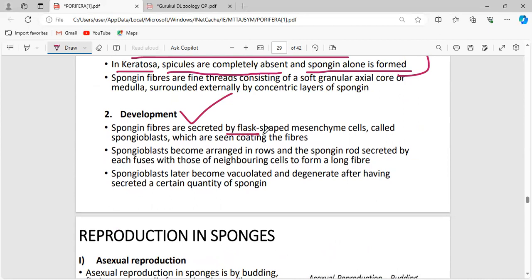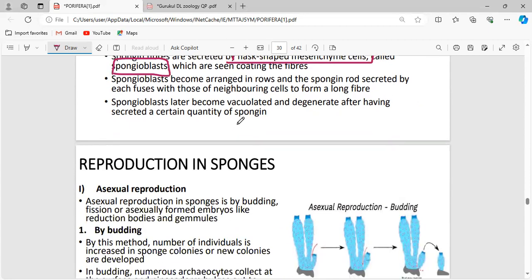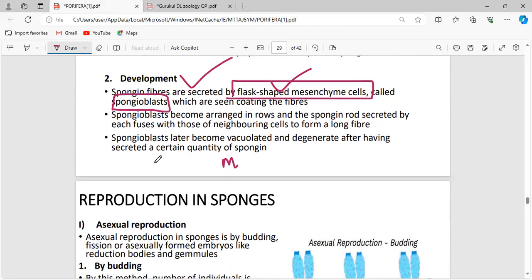See, it is secreted by flask-shaped mesenchymal cells, the spongioblasts. You have to remember this spongioblast is flask-shaped. Another point to remember is that it comes from mesenchymal cells. In sponges we have two different layers, the outer pinacoderm and the inner choanoderm, made of pinacocytic cells and choanocytic cells. Between these two, mesenchymal cells are present.